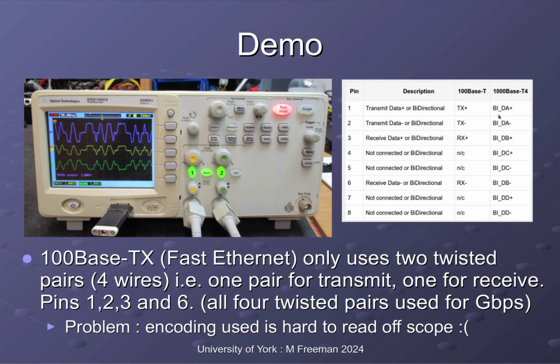So we will have a look at our 100 base T signal. So that's the MLT3 with 4B, 5B encoding. But on a scope that is particularly hard to read, so you probably already spotted what I'm going to do and cheat. So this here is Manchester encoding.